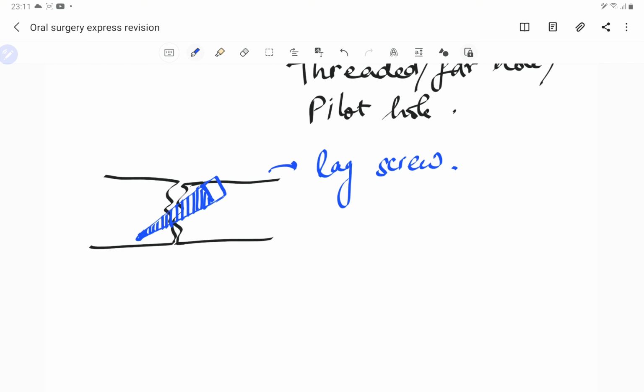But the drawback is that it does not resist the bending or the shearing forces at will. So you cannot trust a single lag screw about whether it is going to secure the fragments or not. So we usually go for a plate. If we are using the screw, then along with that we go for a plate also.